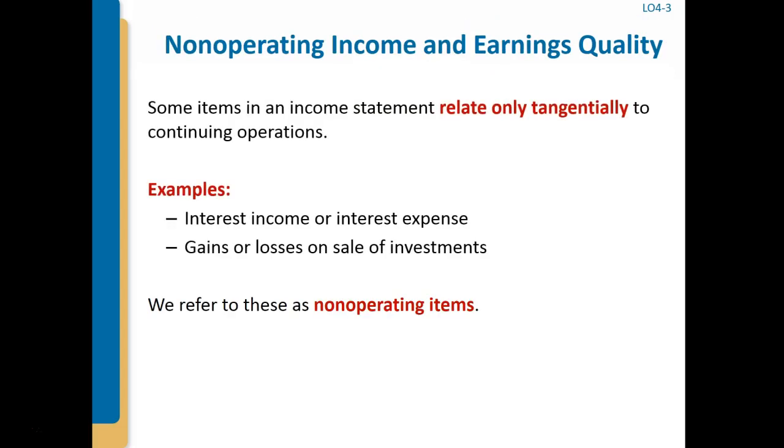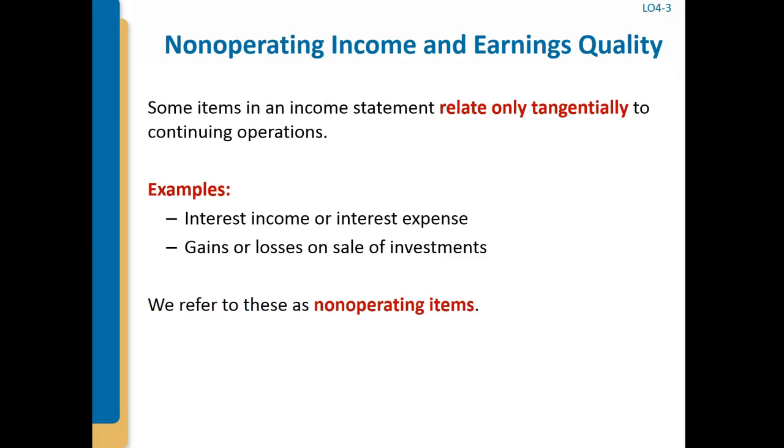Most of the components of earnings in an income statement relate directly to the ordinary continuing operations of the company. Some, such as interest, gains or losses on the sale of investments or property, are only tangentially related to normal operations. We'll refer to these as non-operating items. So how should these items be interpreted in terms of their relationship to future earnings? Well, are these expenses likely to occur again next year?